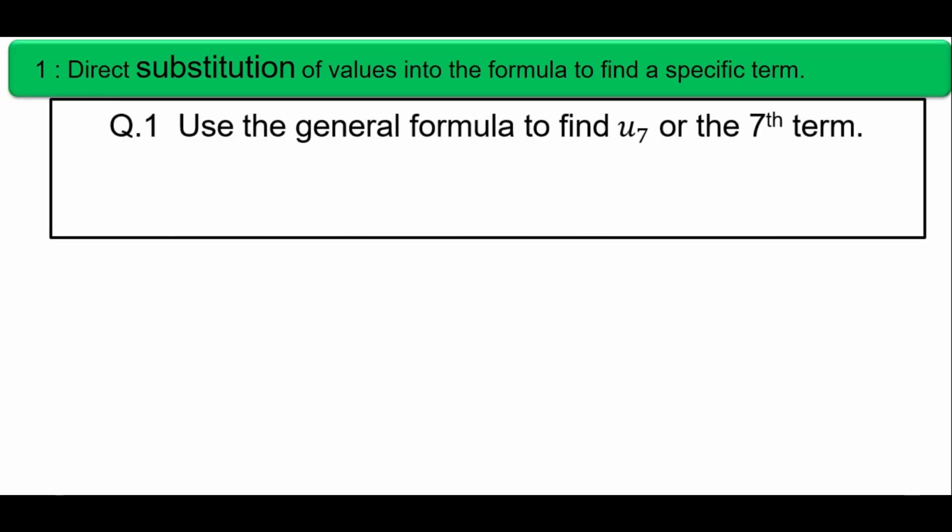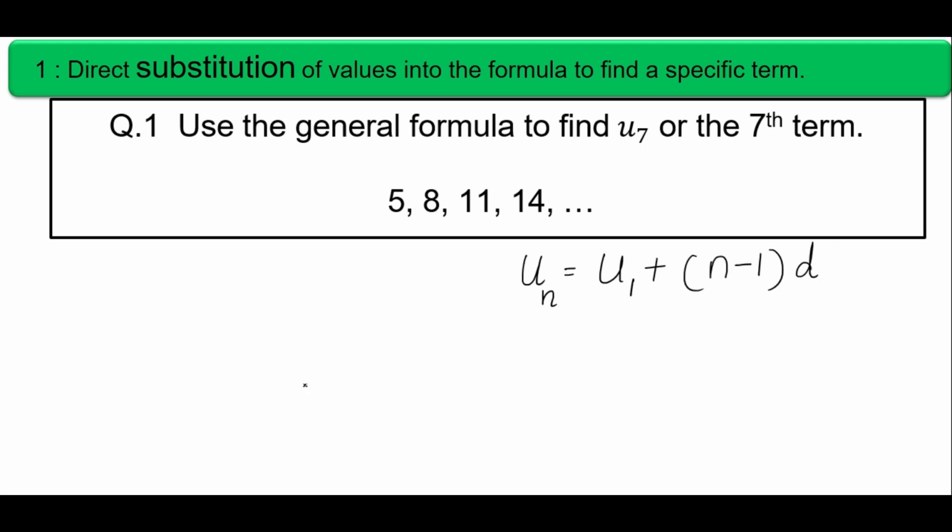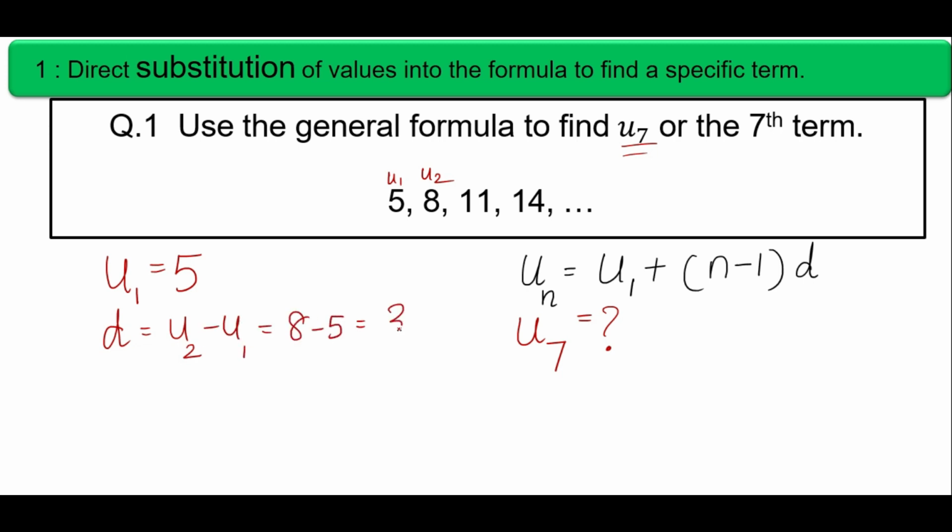Question 1. Use the general formula to find u7, or the seventh term, of the sequence 5, 8, 11, 14. Now you have the formula given in your formula booklet, where un is equal to u1 plus n minus 1 times d. Now the question here is to find u7, or the seventh term. u1 here is 5, which is the first term. d is the difference between the terms, so u2 minus u1, which is 8 minus 5, giving you 3.